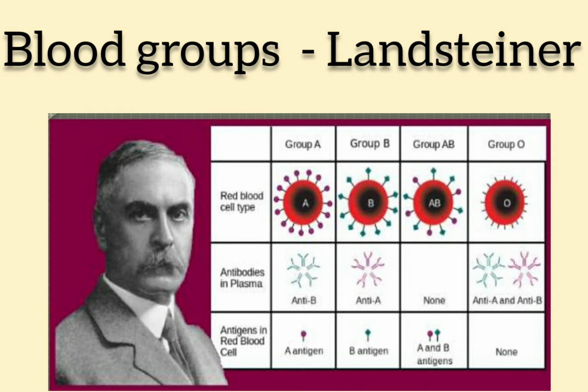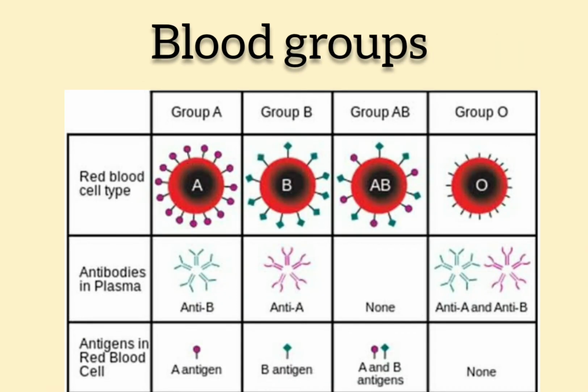There are 4 main blood groups as defined by the ABO system. The various blood groups are blood group A, blood group B, blood group O, and blood group AB.